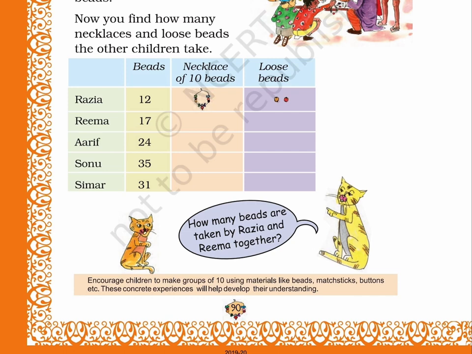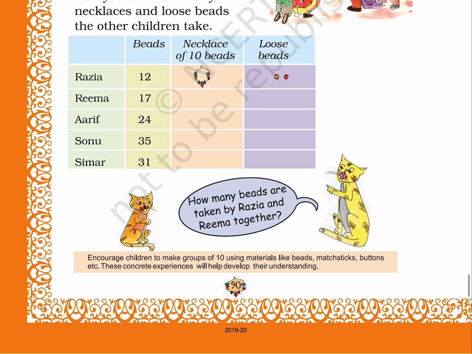Fifth row, column 1, Simar. Column 2, beads, 31. Column 3, necklace of 10 beads, dash. Column 4, loose beads, dash. Question 2. How many beads are taken by Razia and Rima together?